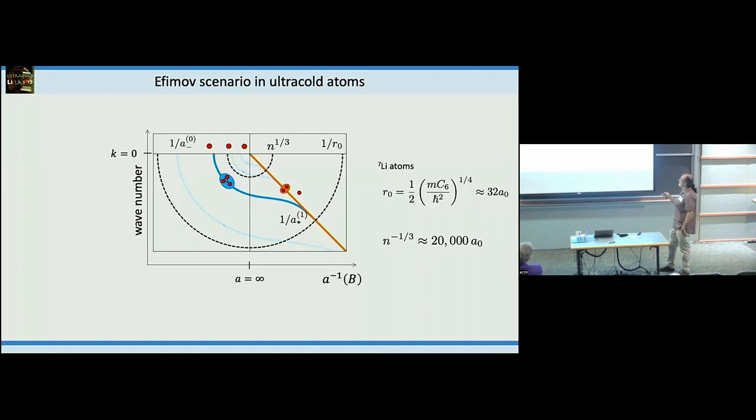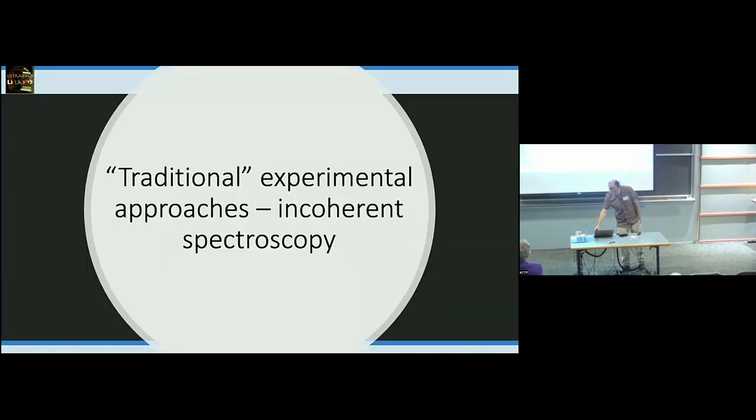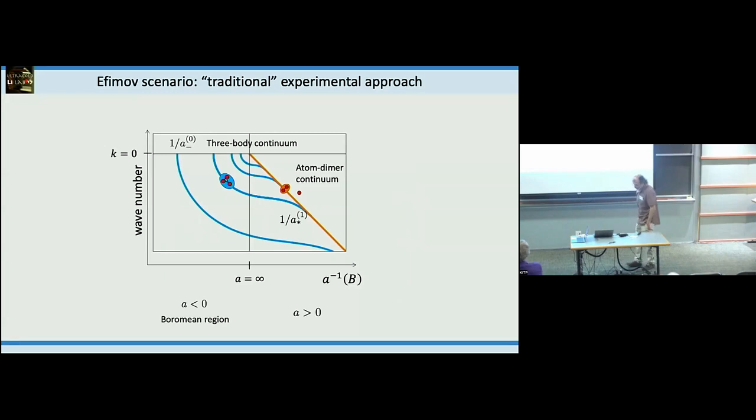And if we go to a very large scattering length, then we hit a different limit, which is related to many-body physics, where the size of the scattering length becomes of the order of the distance between neighboring atoms. Okay, so now let me go to traditional experimental approaches, which are essentially incoherent spectroscopy. So, again, coming back to the Efimov scenario.